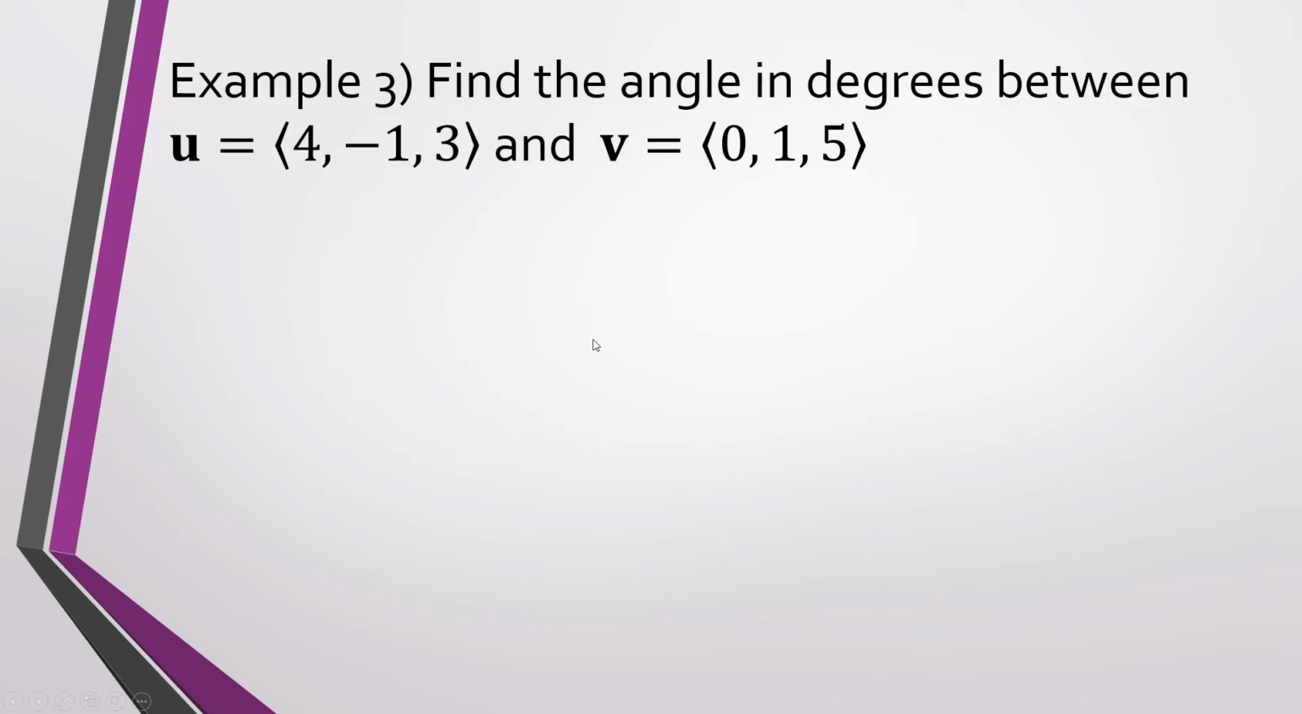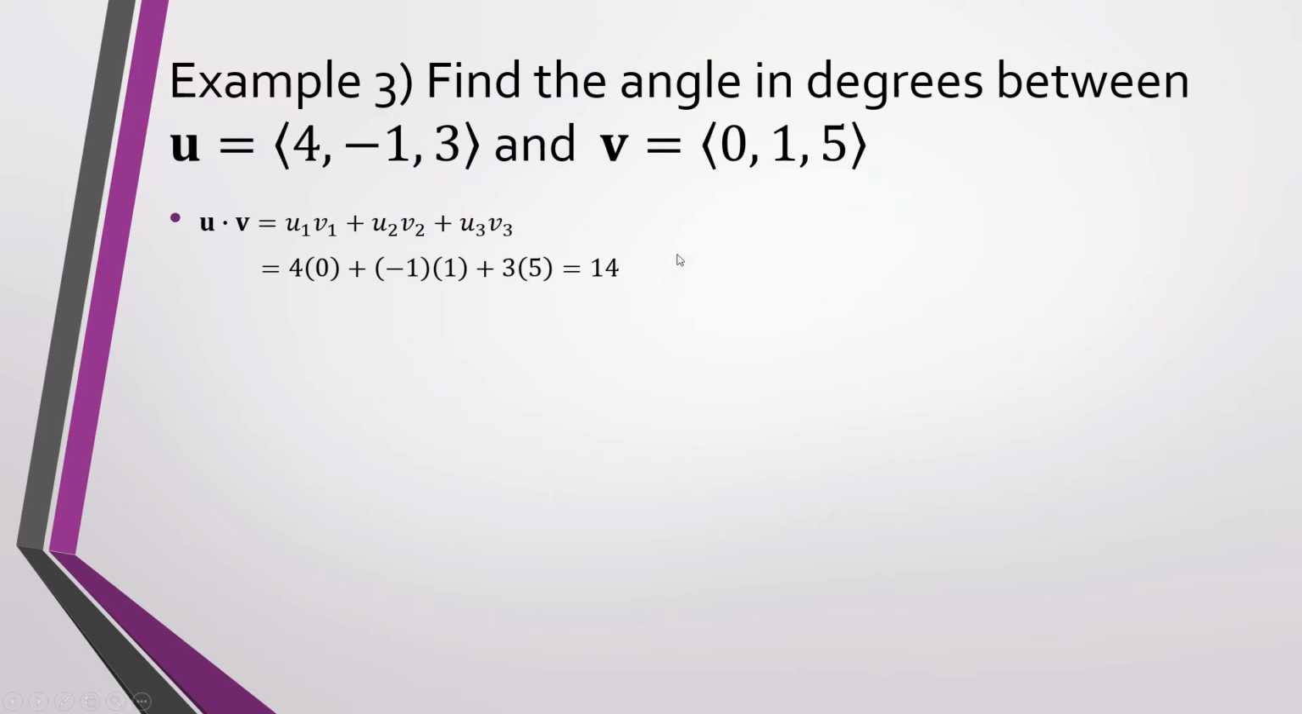For example 3, we're going to find the angle in degrees between the vector u with components of 4, -1, and 3, and vector v having components of 0, 1, and 5. To do this, we need to find our dot product and then the magnitude of vector u and the magnitude of vector v. So for our dot product, 4 times 0 plus -1 times 1 plus 3 times 5. Well, 4 times 0 is 0, -1 times 1 is -1, 3 times 5 is 15, 0 plus -1 plus 15 is 14.